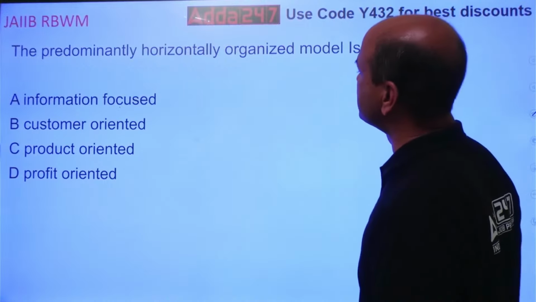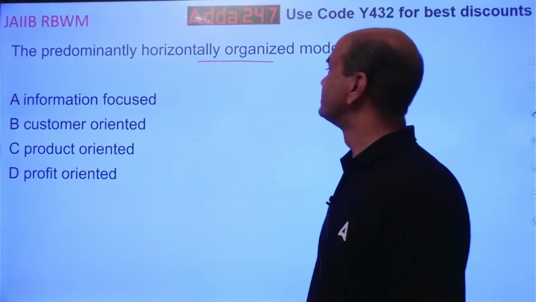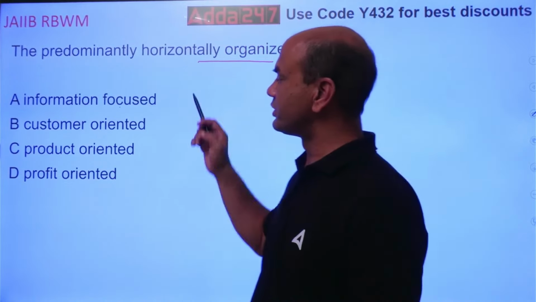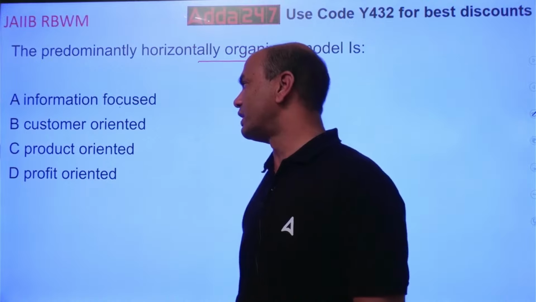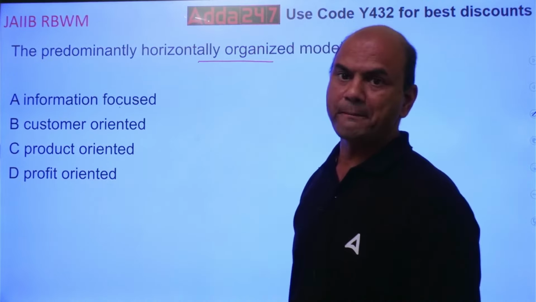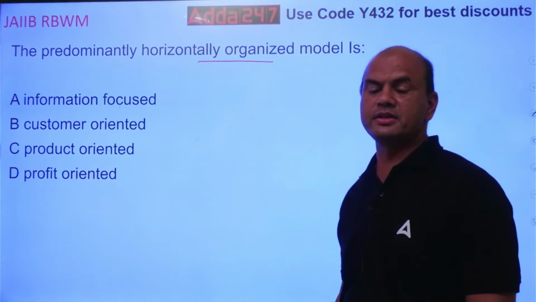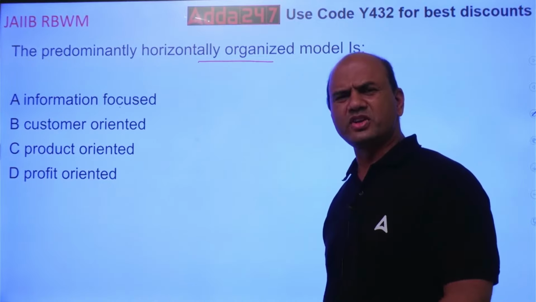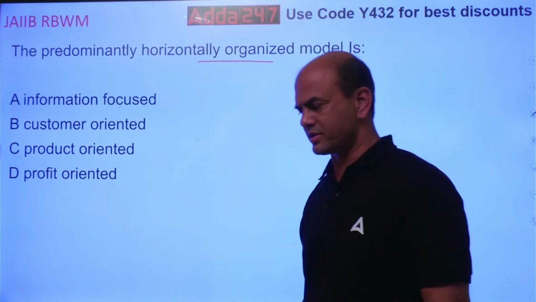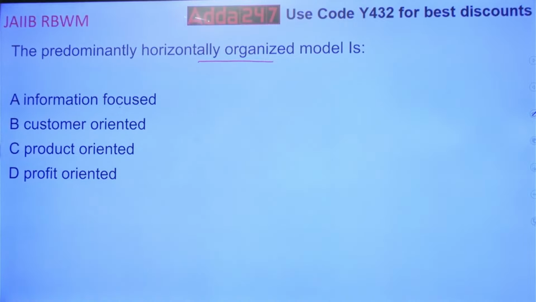predominantly horizontally organized model. Predominantly horizontally organized is information focused, customer oriented, product oriented, and profit oriented. Think of it. PH, call it short form, PH, is generally what? Think over it. This is a difficult one, a bit difficult one. PH is generally what?